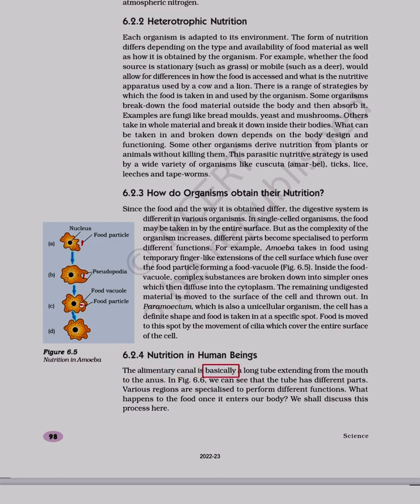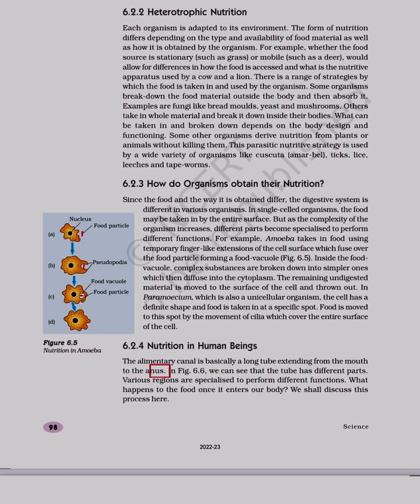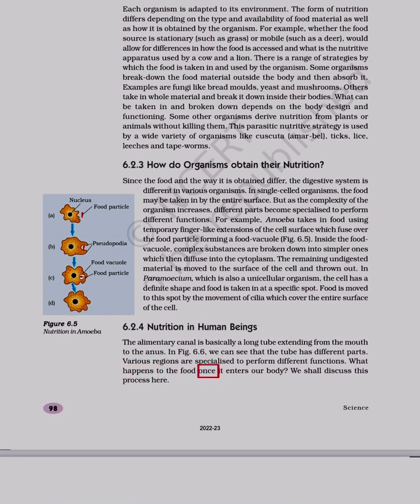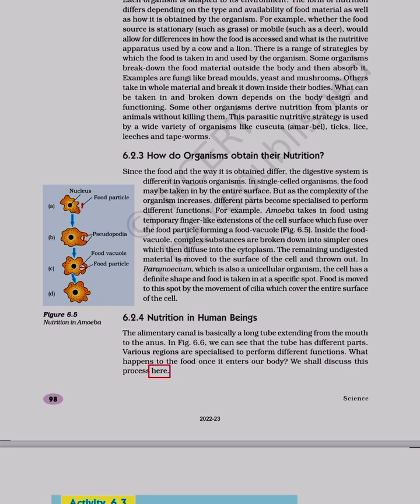6.2 Nutrition in human beings. The alimentary canal is basically a long tube extending from the mouth to the anus. In figure 6.6, we can see that the tube has different parts. Various regions are specialized to perform different functions. What happens to the food once it enters our body? We shall discuss this process here.